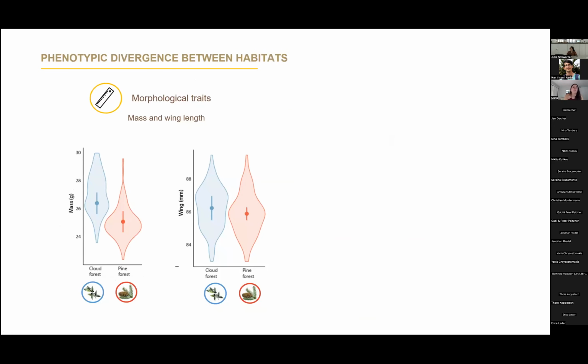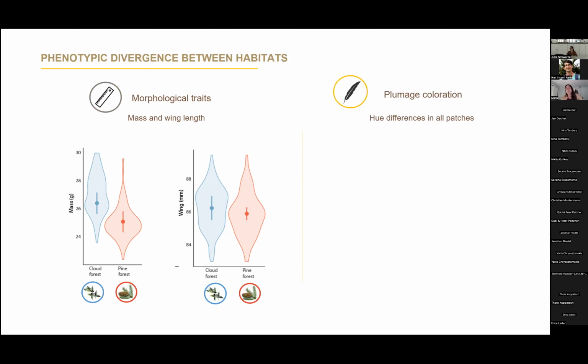Then, regarding phenotypic differentiation, we also found differences in morphological traits, specifically in body mass and wing length, with individuals from the cloud forest being larger and having longer wings. This is consistent with the cloud forest being a more productive habitat.